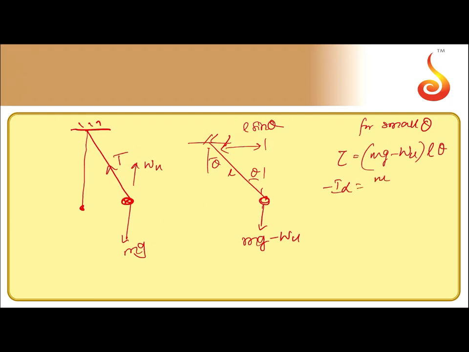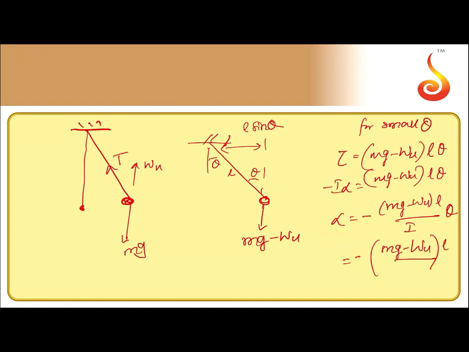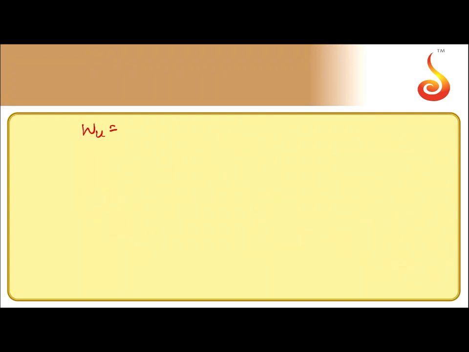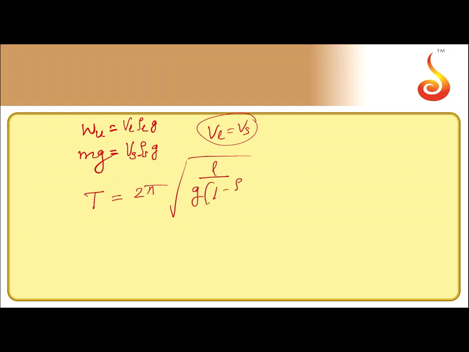That is minus I alpha is equal to mg minus up thrust into L into theta, or alpha is equal to minus mg minus up thrust into L divided by I into theta. Further, I is ml square, moment of inertia. Now you know that up thrust is nothing but the volume of the liquid displaced into density of the liquid displaced into g, and the value of mg, its weight, is volume of the solid into density of the solid into g. But VL and VS are equal to each other. So if I substitute all of them in this equation for the acceleration and simplify for the period, I get time period is equal to 2 pi root L divided by g into 1 minus rho divided by sigma.